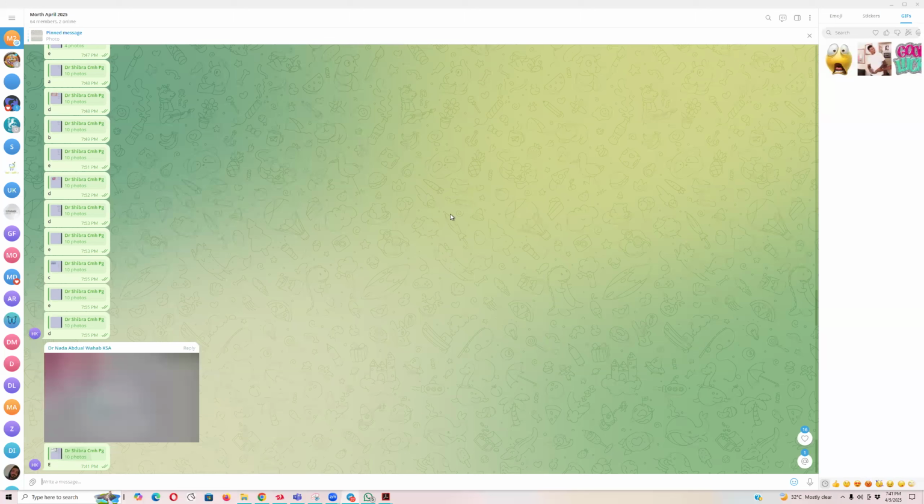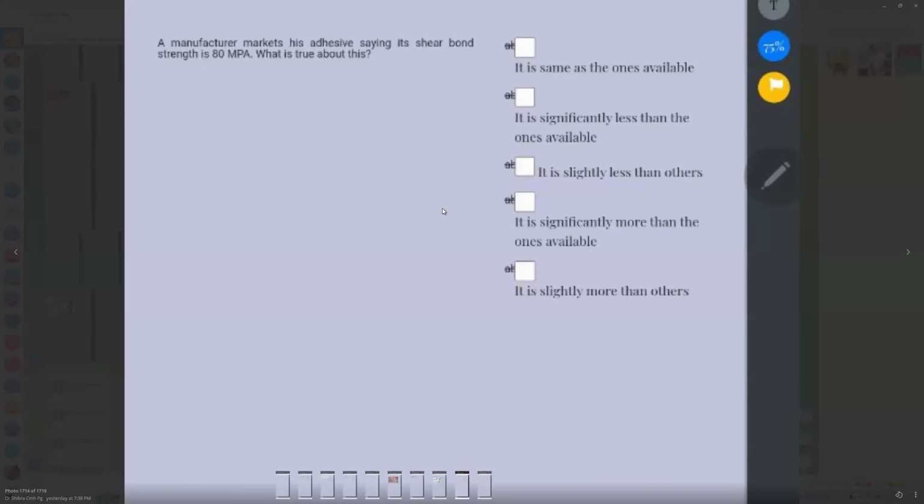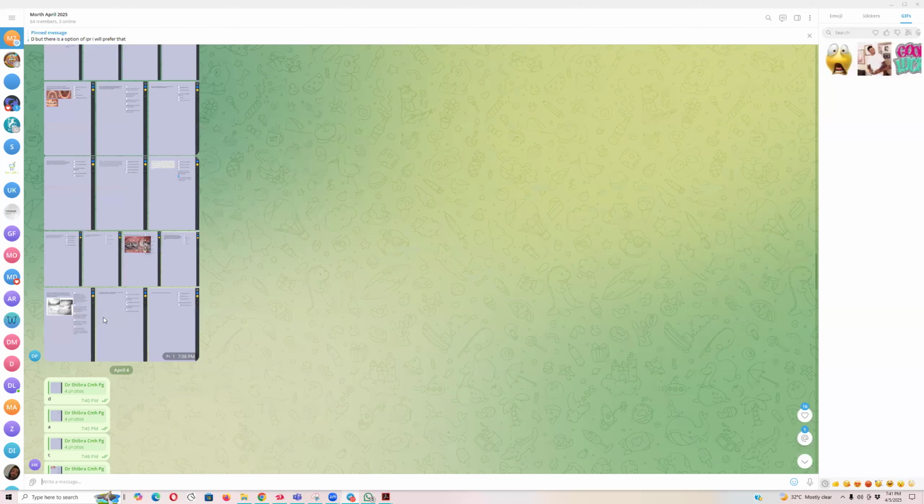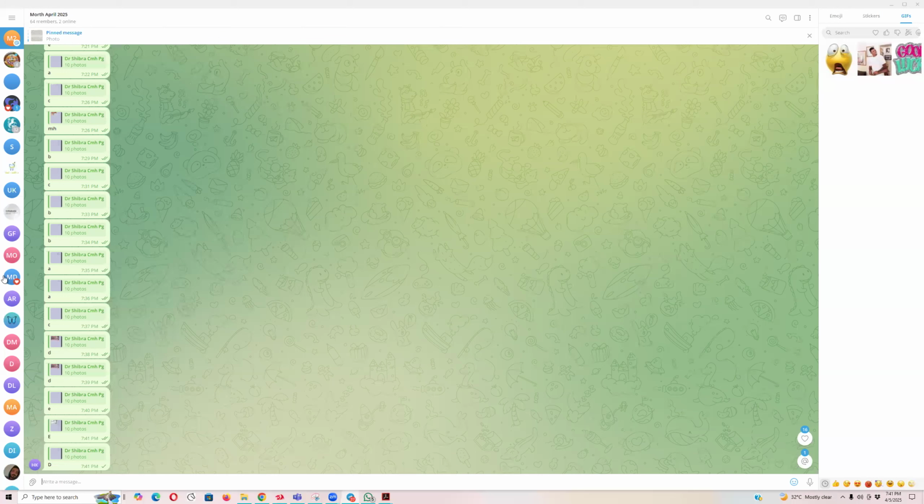We also solved this one. 80 MPa is too much, right? It should be 13 to 18 MPa. So it's the same as the normal, slightly less, slightly more, and option D is significantly more. Option D. The normal is 13 to 18 MPa. Okay, sir.